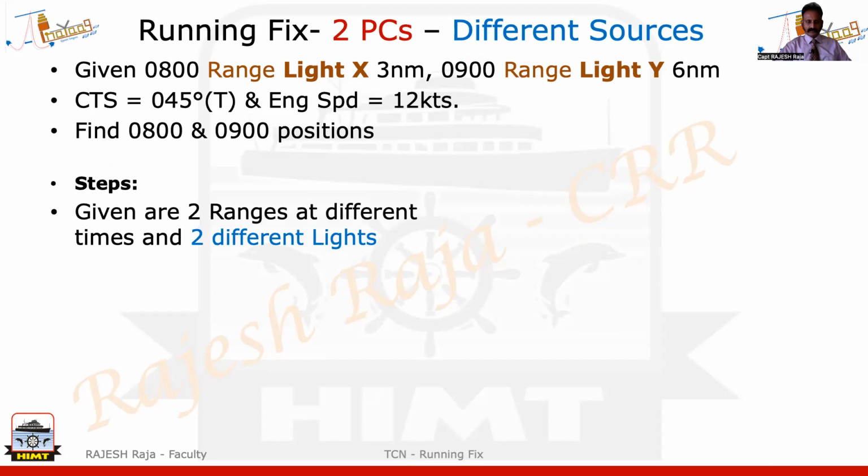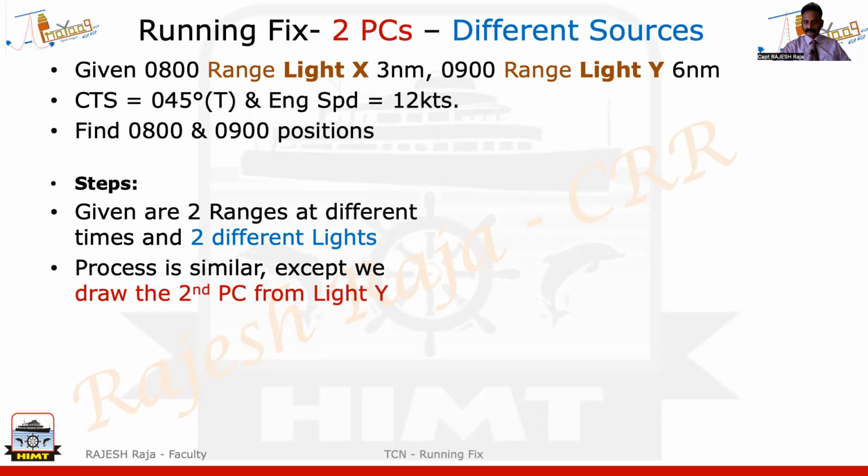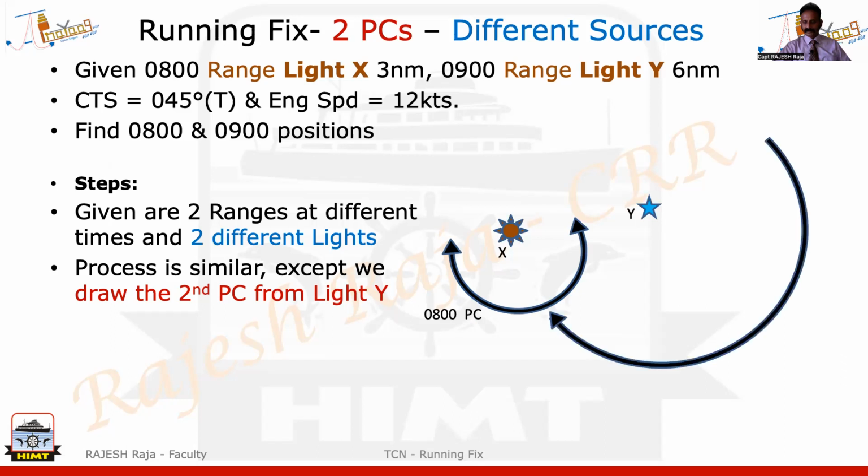I've got two different ranges at different times, so it's a running fix, but with two different sources. So let us draw this. I'll be a little bit fast. I'll not be writing all the steps because it is a repetition. Already we have been doing a couple of repetitions. So I call this first lighthouse X-ray, Yankee second one. So let us say 8 o'clock, this was 3 nautical miles, but 9 o'clock Yankee was 6 nautical miles. I will start the question again.